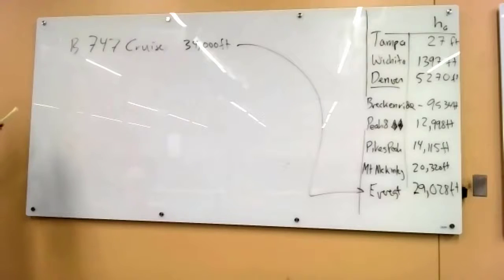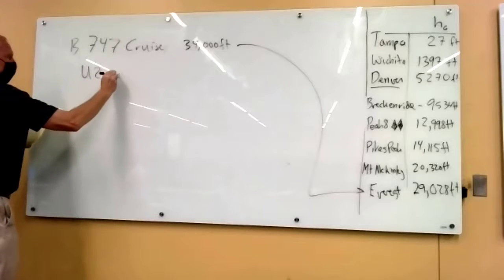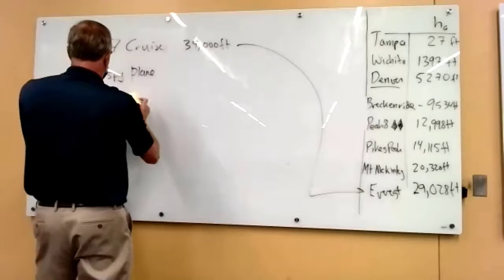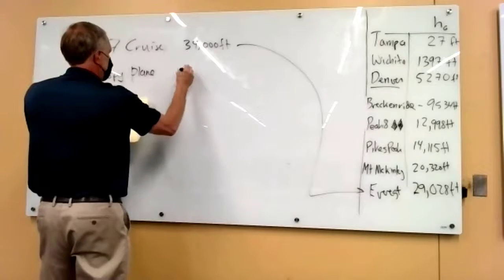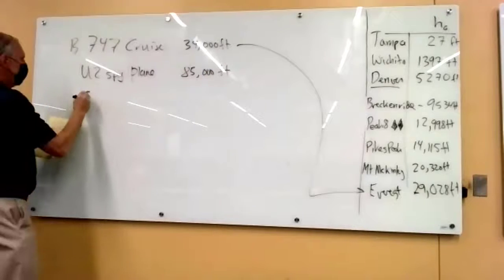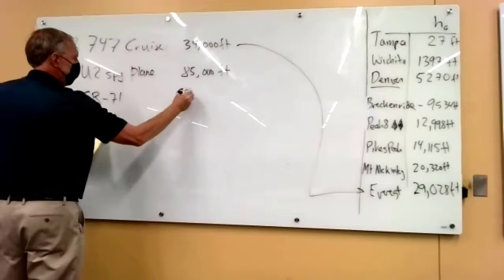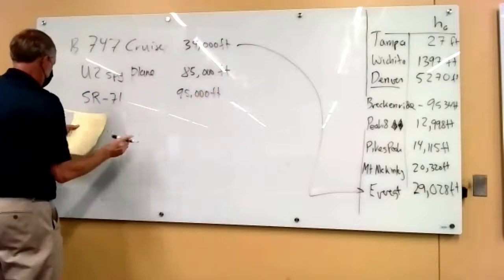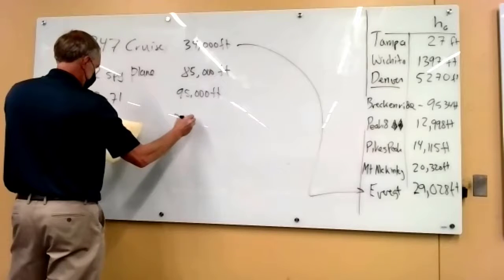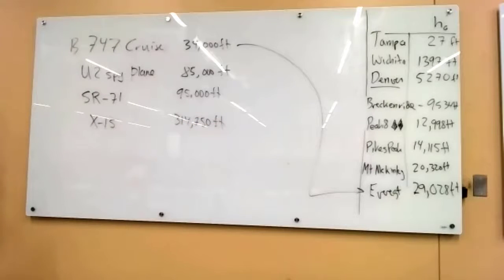All right, let's go even higher. You guys remember the U-2 spy plane? This thing would fly at 85,000 feet. And then the SR-71, 95,000 feet. The X-15, the demonstrator, way high, 300,000 feet. We're still going up.